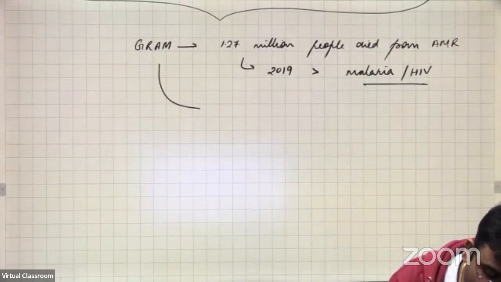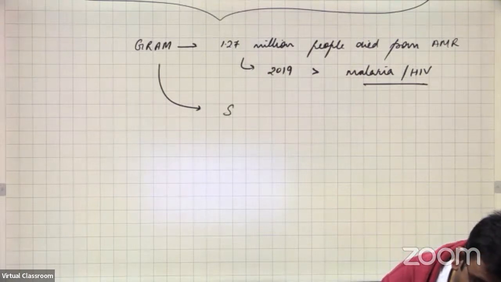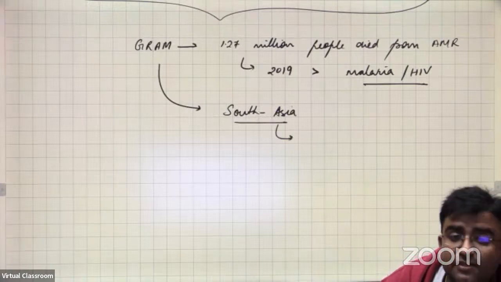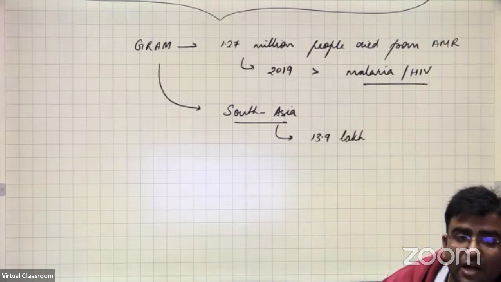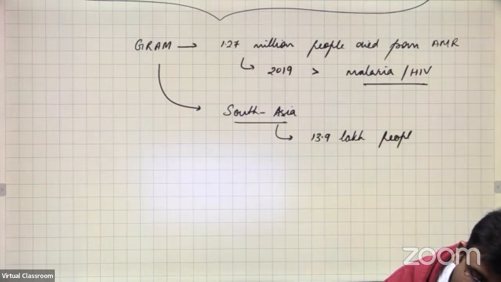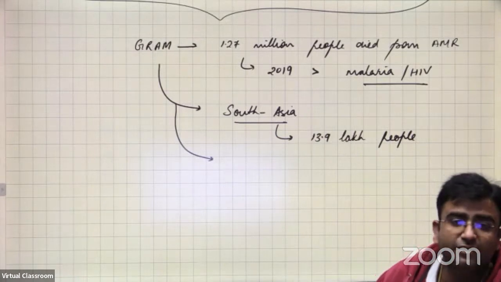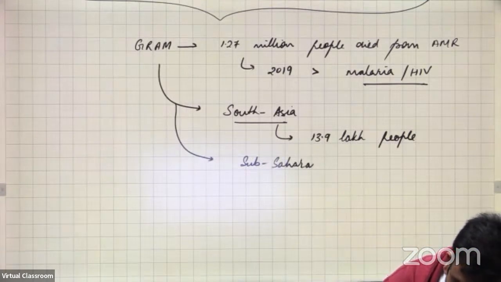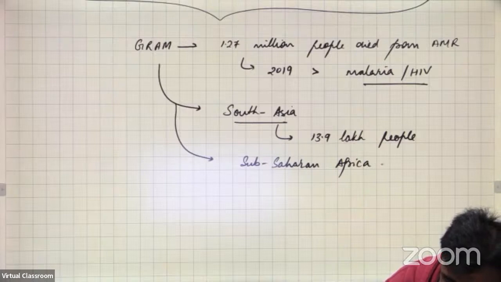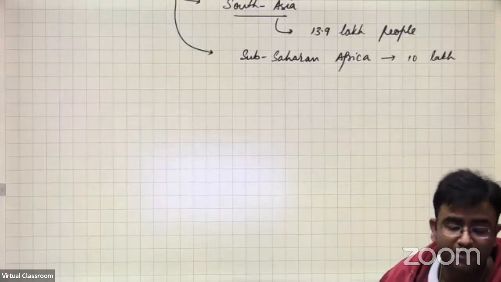All right, this research has published that the biggest antimicrobial resistance related death in terms of numbers is taking place in South Asia, where approximately 13.9 lakh people have died because of antimicrobial resistance. It has also been pointed out that in sub-Saharan Africa, where the standard of living is very poor, around 10 lakh people have died because of antimicrobial resistance.